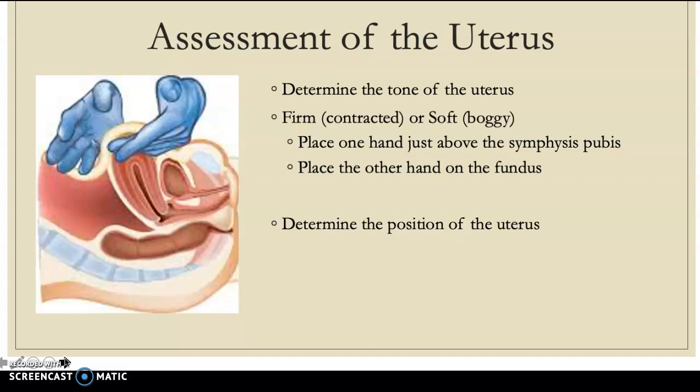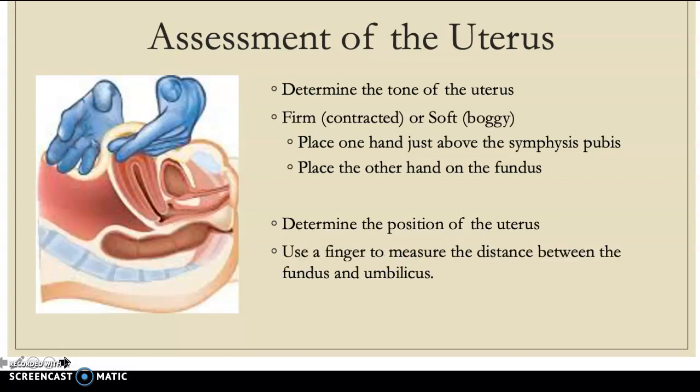So when we assess the uterus, we're going to determine the position of the uterus, and we're going to use our fingers, called finger breadths, to measure the distance between the fundus and the umbilicus, because the uterus will first be above the umbilicus right after delivery, and then it will be in line with the umbilicus, and then we'll go down 1 finger breadth per day until it disappears into the pelvis or below the pubic symphysis. So 1 finger is approximately 1 centimeter. That's what that means there.